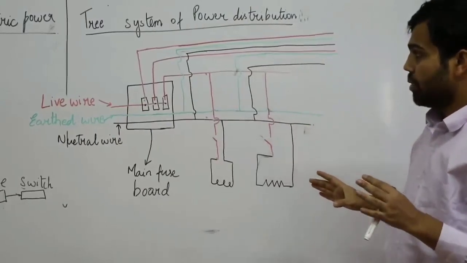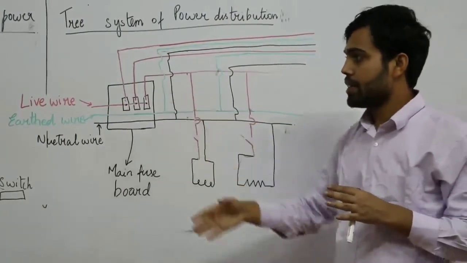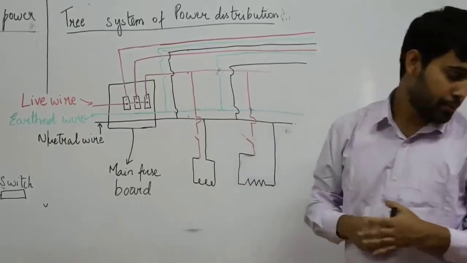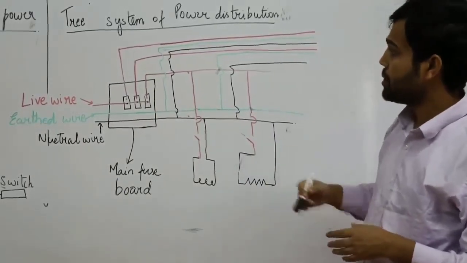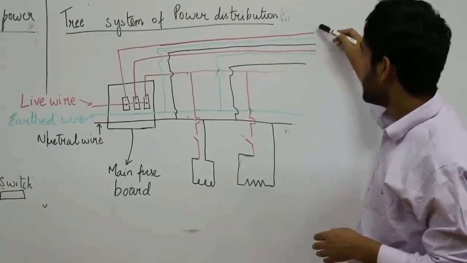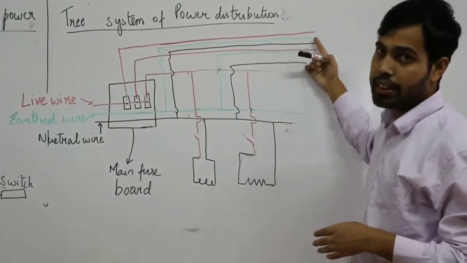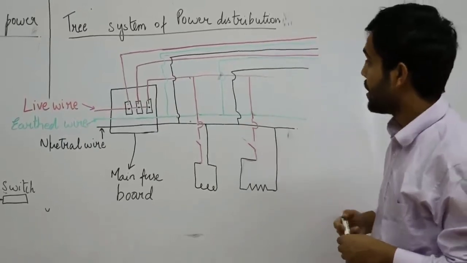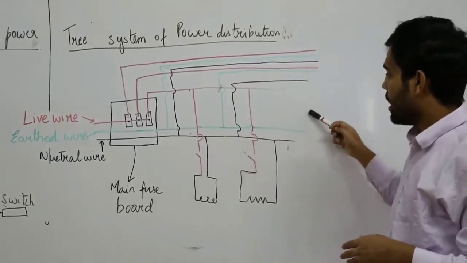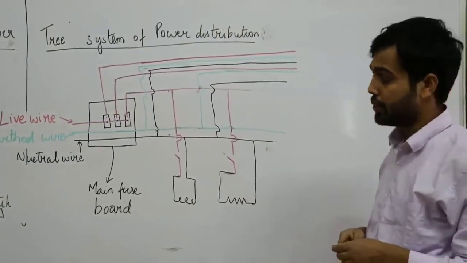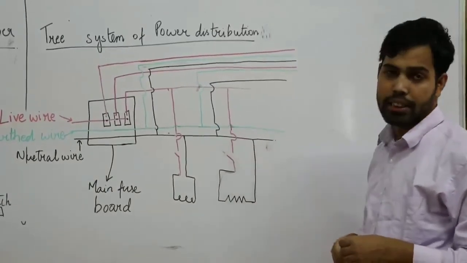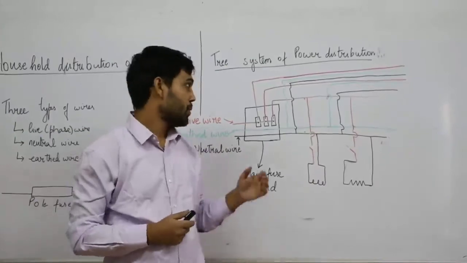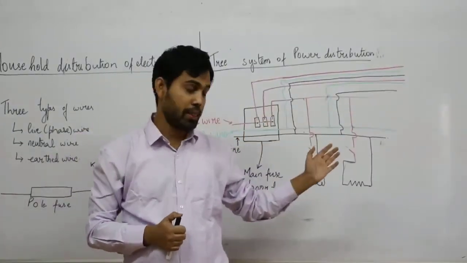Now, to differentiate between the different wires, there is a specific system used. In the new system that we use, for the live wire a red colored insulation is put on the wire, for the earth wire a green color insulation is put on it, and for the neutral wire a black color insulation is used. So, we have come to the end of this chapter.